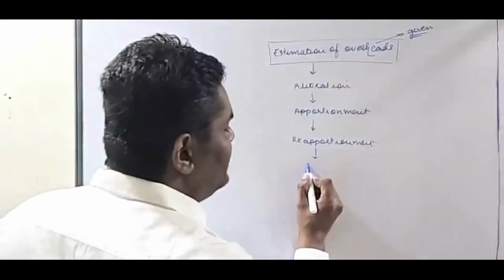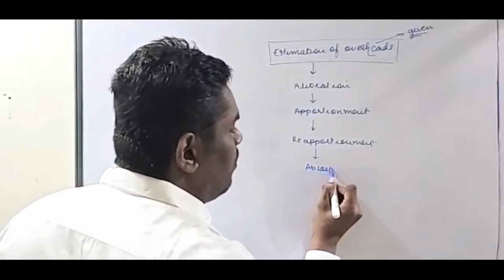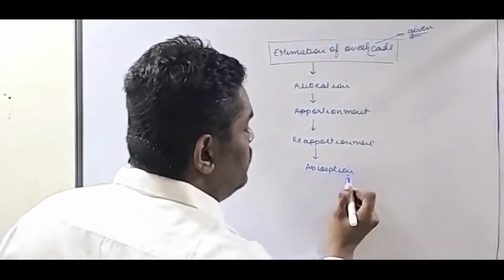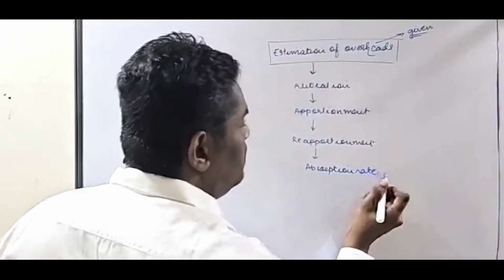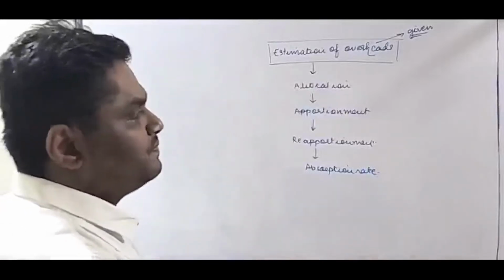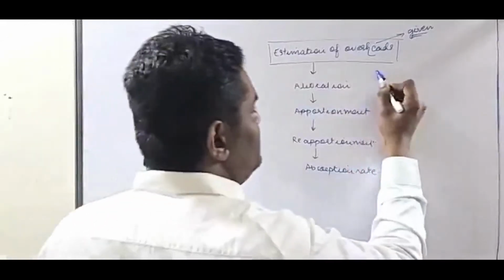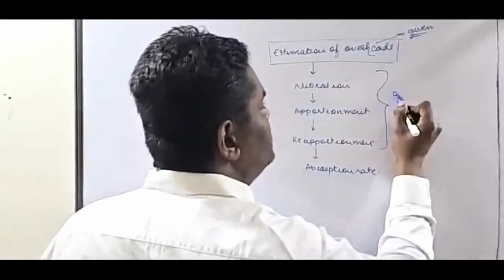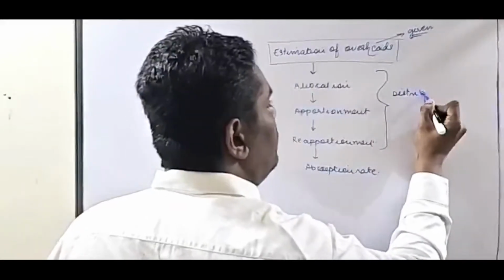And the last part is absorption. We calculate the absorption rate. So the last part is absorption. So these three are part of distribution of overheads.